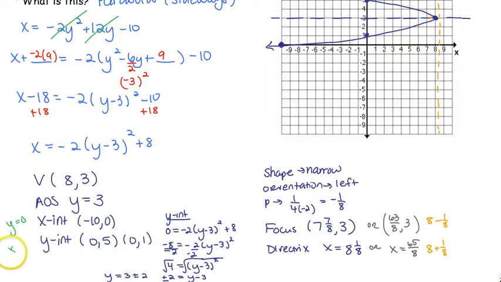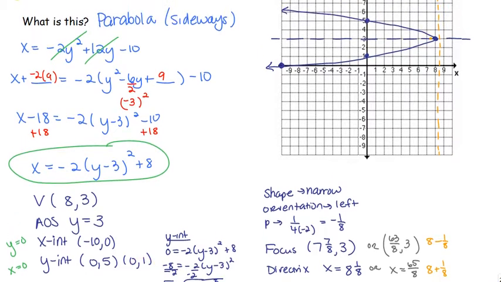We are plugging 0 in for x, and I would do this in the graphing form, so I would plug it into this equation right here, and I move the 8 over, I divide out the negative 2, to get to the y minus 3 squared, and I square root each side. 3 plus 2 gives us (0, 5). 3 minus 2 gives us our (0, 1). So I would start graphing at this point.